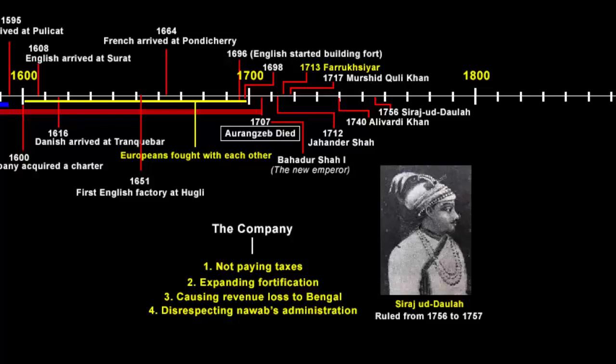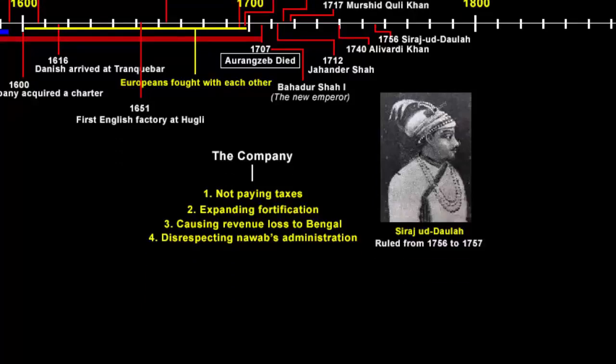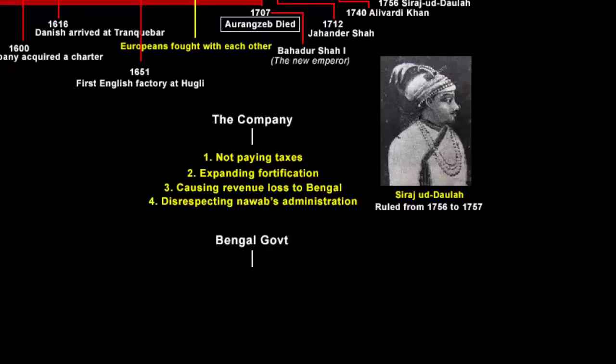Till now we have heard the Nawab's side of the story, and as usual every story has two sides. So now let's hear what the company's justification for these allegations was. The company said that the unjust demands of the Bengal government were ruining the trade of the company, and trade could flourish only if the duties were removed.